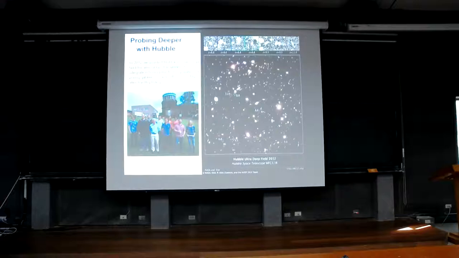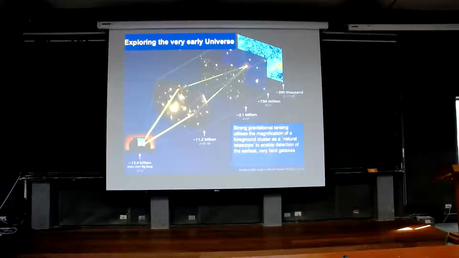This was a most exciting project from a very small group of us, here at the University of Edinburgh in Scotland. But there is another way that we can explore the early universe as well, and that's through a phenomenon which Einstein predicted called gravitational lensing. I don't know how many of you have come across gravitational lensing, but light from a distant object can be distorted by a foreground mass.